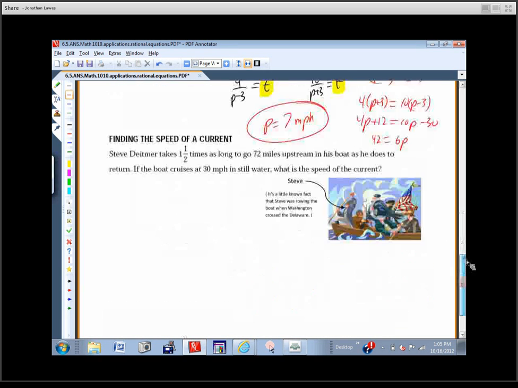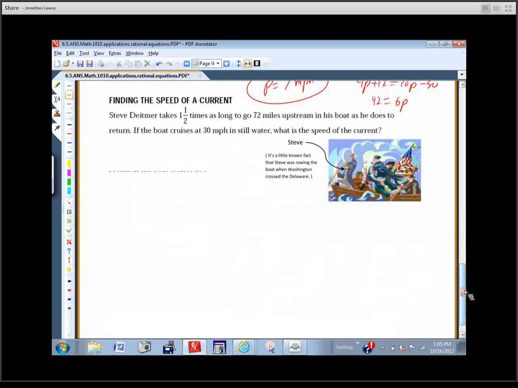Okay, and for you AP US History people, Steve Dietmar, why they give his last name, I'm not really sure. You could Google him and find out if this actually happened. It takes 1.5 times as long to go 72 miles downstream in his boat as it does to return. So it doesn't use quite the same words there, but if he went downstream and he went back, wouldn't his distances be the same? Okay. If the boat cruises at 30 miles per hour in still water, what is the speed of the current?